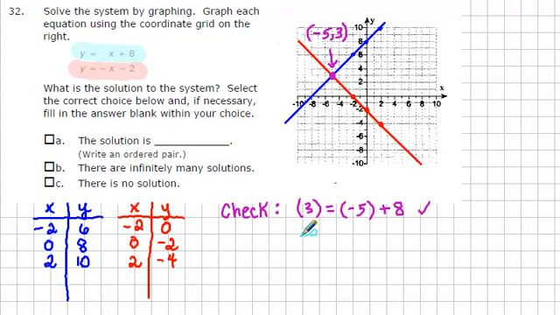Now let's try the second equation. Substitute 3 for y. Substitute -5 for x. Is 3 equal to the opposite of -5 minus 2? Well, the opposite of -5 is 5, and 5 minus 2 is 3. So yes, that checks out as well. The solution to the system is the ordered pair -5, 3.